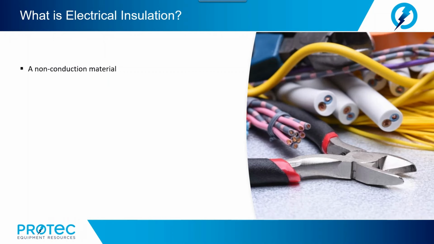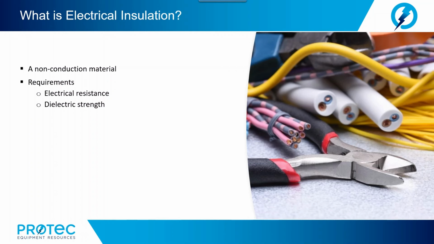So let's start with what is electrical insulation. Electrical insulation is a non-conducting material that provides electrical isolation of two parts at different electrical potentials. To accomplish this, an insulator must meet two primary requirements. It must have an electrical resistance and a dielectric strength that is sufficient for the given application.